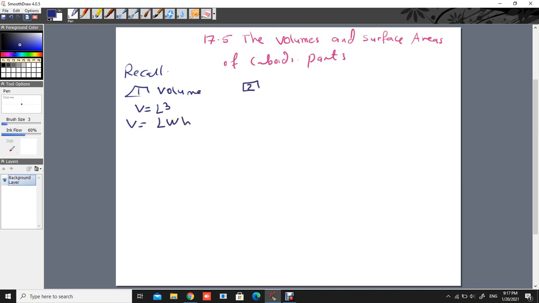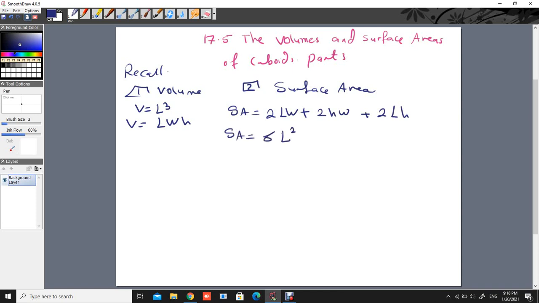Number 2, the surface area. Surface area equals 2 times length times width plus 2 times height times width plus 2 times length times height. This is for the rectangular prism. For the cube, 6L squared, 6 times L times L.